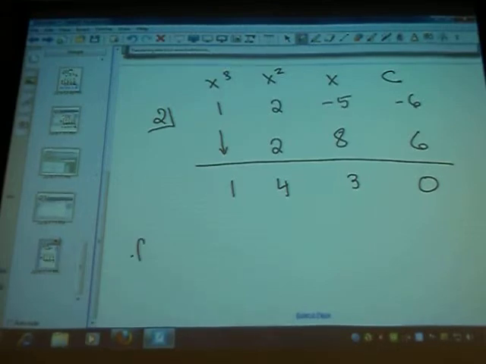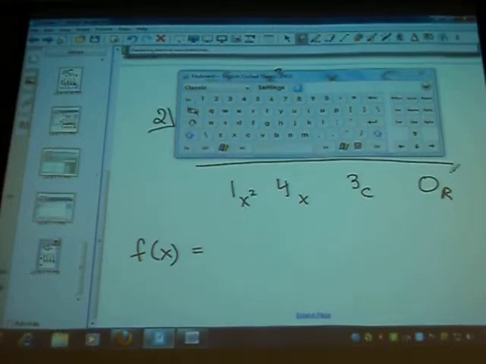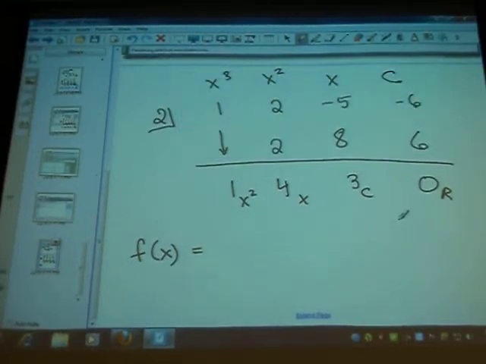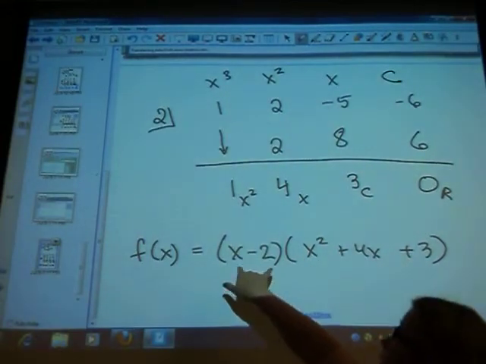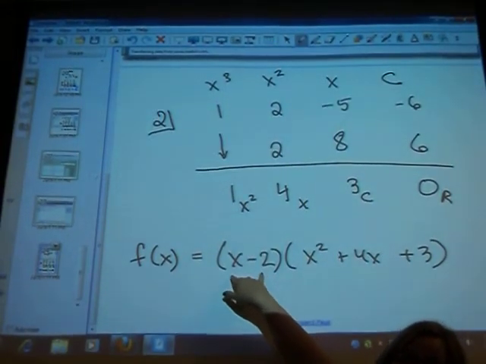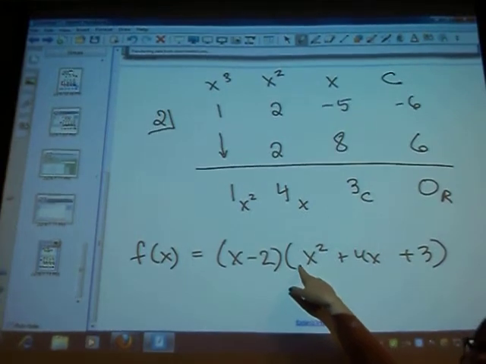Okay, so this means that the function factors to my remainder, this is my constant, my x squared. So x minus 2 is one of my factors, times x squared plus 4x plus 3. So it means if 2 was a 0, then x minus 2 must be a factor of that function. And this is my quotient.